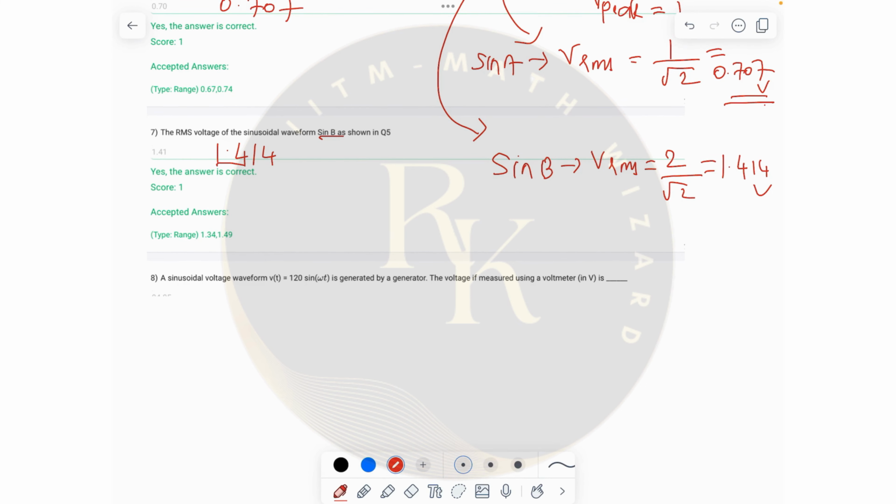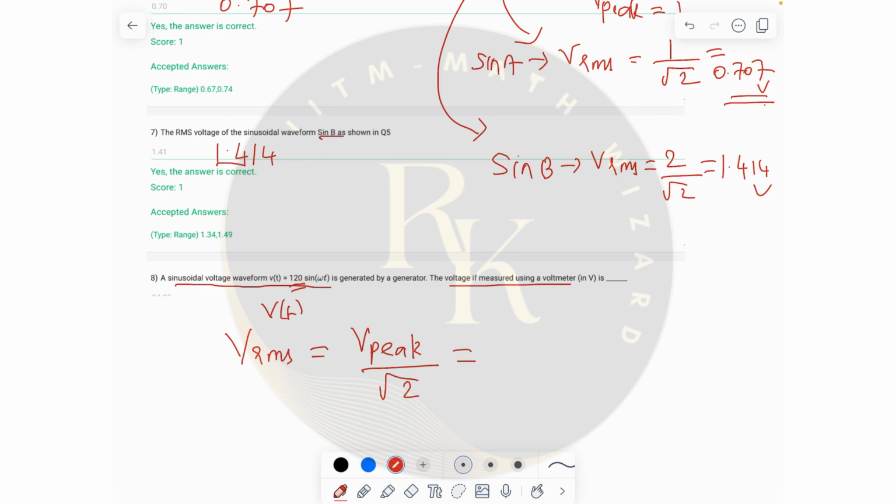Here they asked about the sinusoidal voltage waveform Vt equal to 120 sin omega t. It is generated in a generator, and the voltage is measured using the voltmeter. Understand? Here it is the same formula: Vrms is equal to V peak by root 2. You may be thinking they did not even give the peak voltage, but the peak voltage is given here, which is 120.